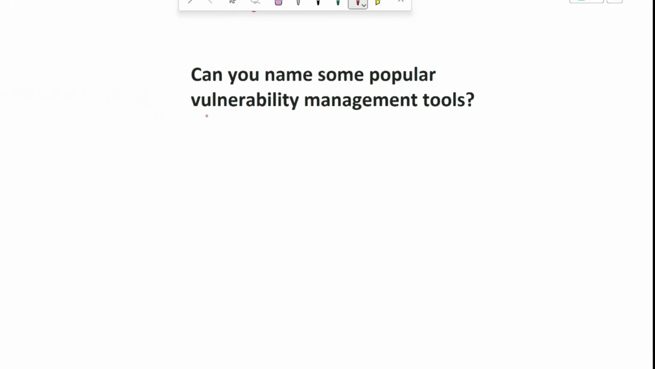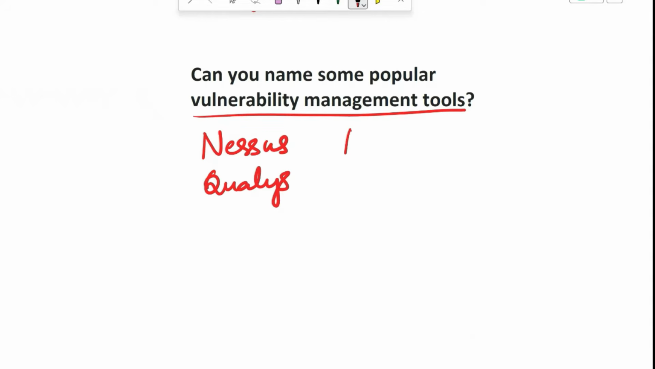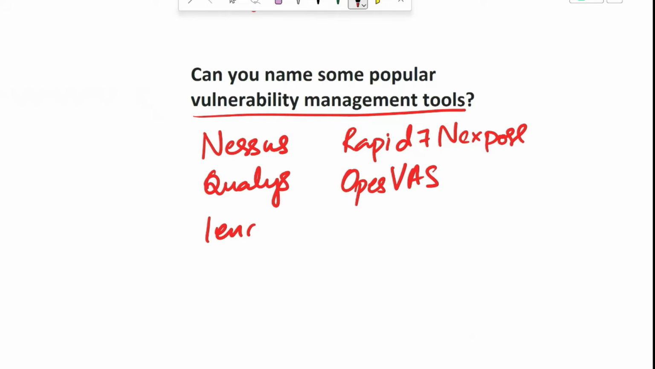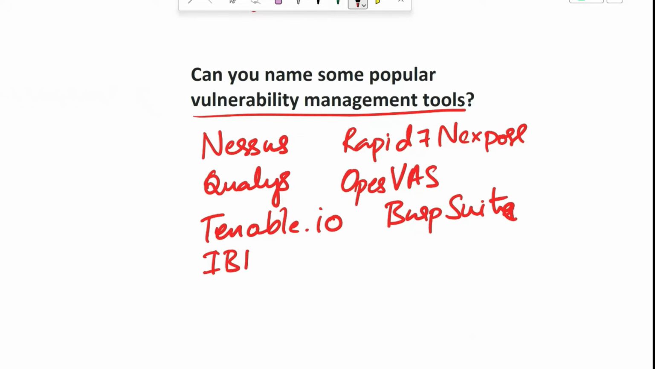Can you name some popular vulnerability management tools? So you can consider here Nessus, Qualys, Rapid7 Expose, OpenVAS, Tenable.io, Burp Suite. Burp Suite is a web vulnerability scanner. IBM Security QRadar. And then you can also consider Tenable SC. Formerly, this was called Security Center.